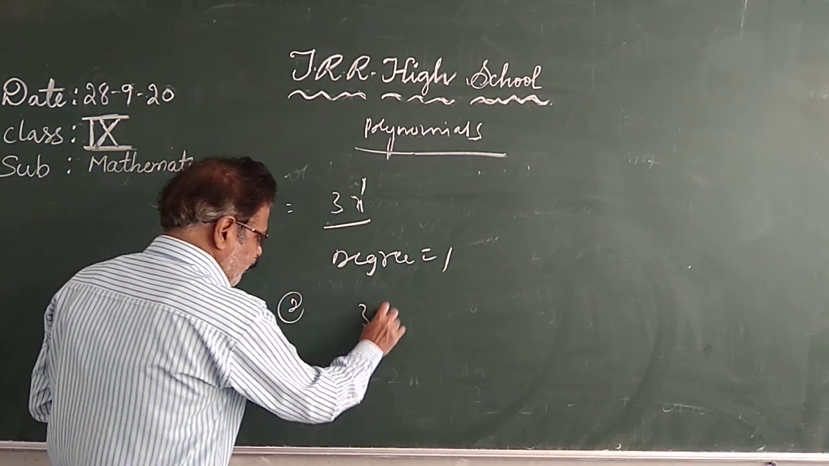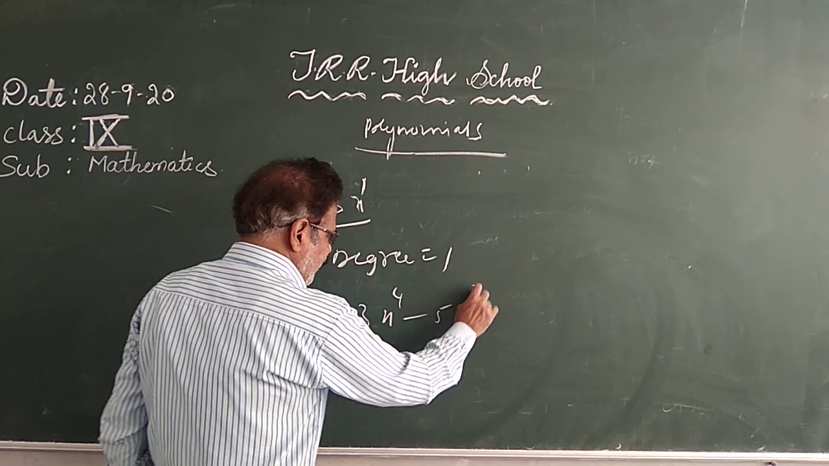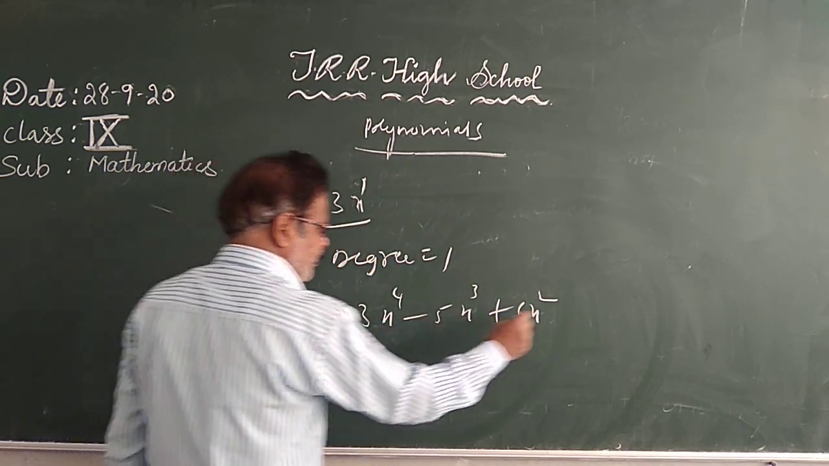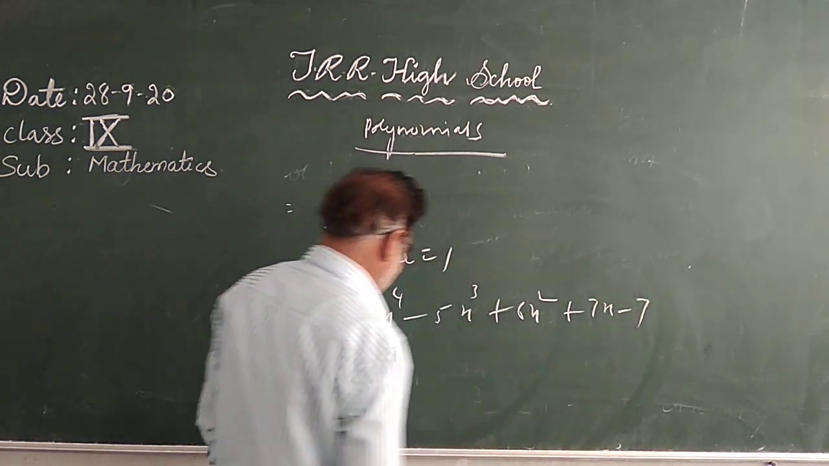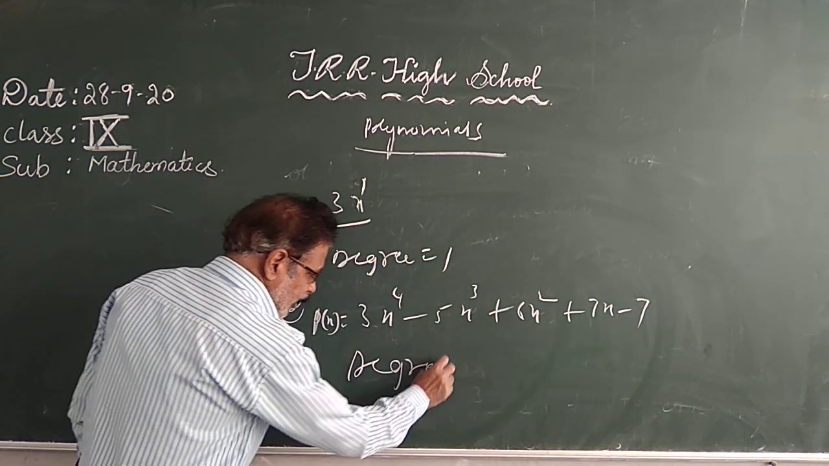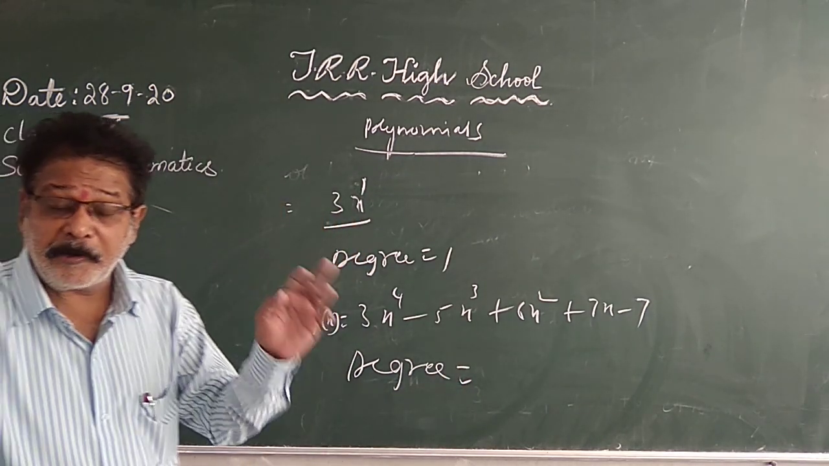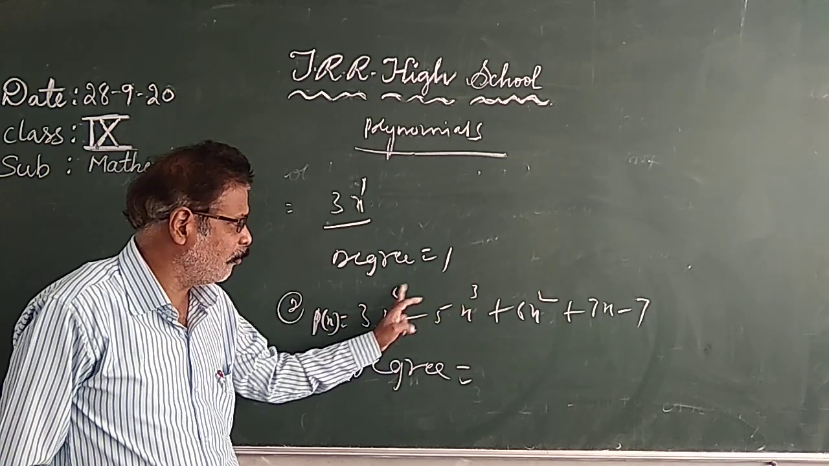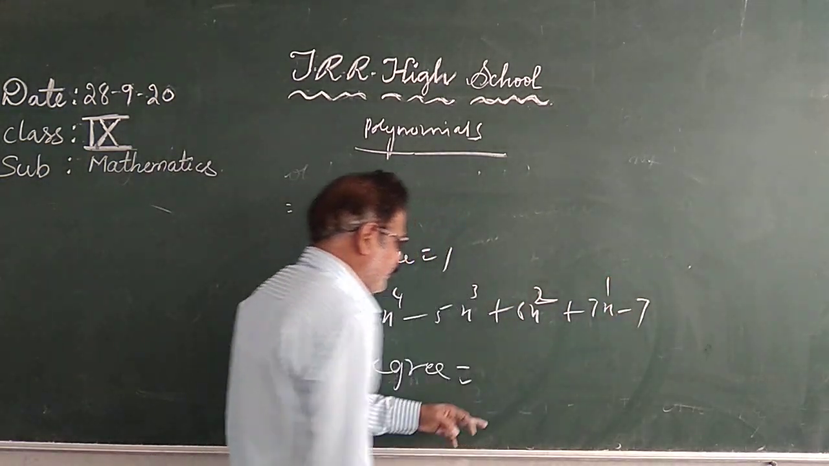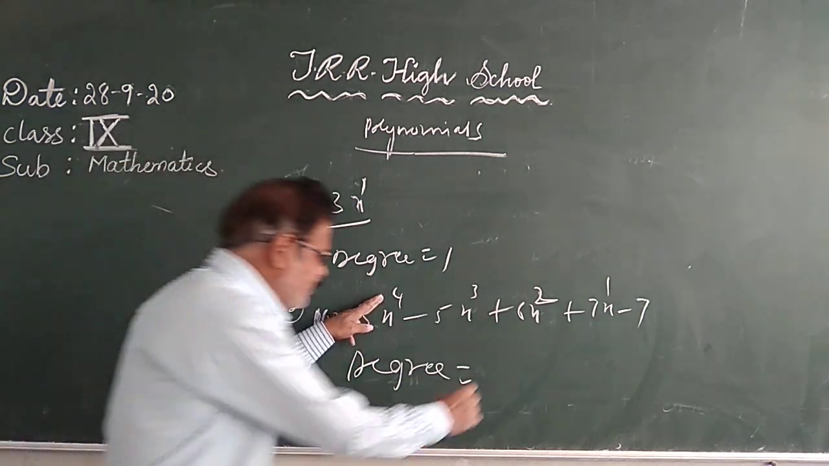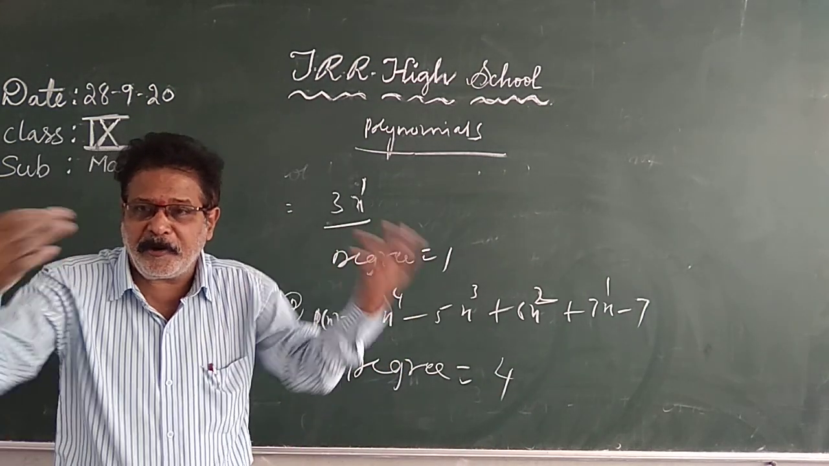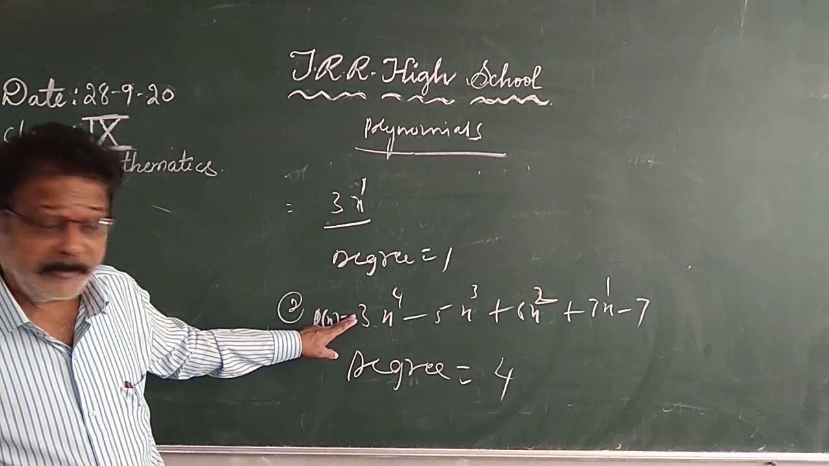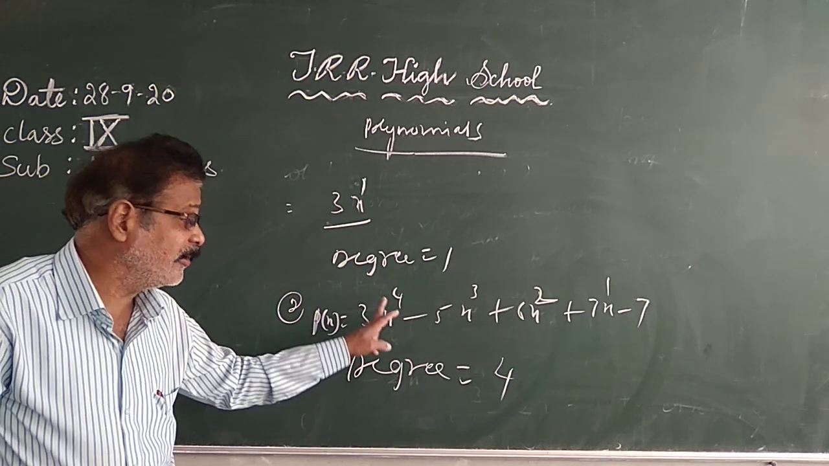Second example. 3x to the power of 4 minus 5x cube plus 6x square plus 7x minus 7. This is the polynomial p of x. What is its degree? How can you write the degree of the polynomial? The degree of the polynomial means the highest power. What is the highest power here? The powers given are 4, 3, 2, 1. Which is the highest here? The 4th power. So the degree is 4. The highest exponent of the polynomial becomes the degree. The degree is 4 here.